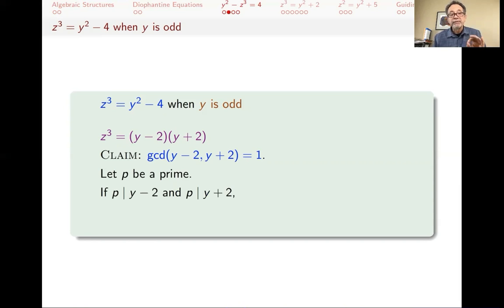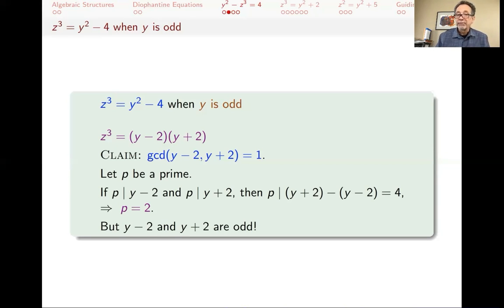If p, a prime, divides y minus 2 and y plus 2, then it will have to divide their difference. If p is a factor of y plus 2 and a factor of y minus 2, it'll be a factor of their difference, but their difference is 4. And so that means that p has got to be 2. So the only prime that can divide y minus 2 and y plus 2 is 2, but these guys are odd because we said that y was odd. If y is odd, y minus 2 and y plus 2 are odd, so 2 can't divide them, so nothing can divide them, and so their greatest common divisor is 1.